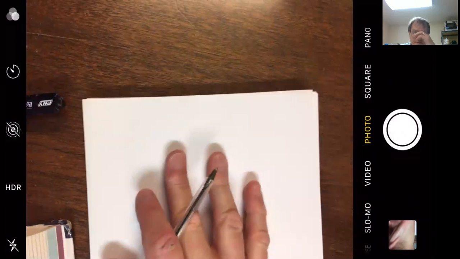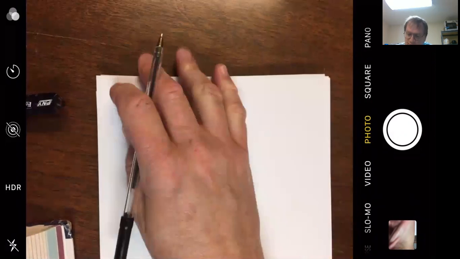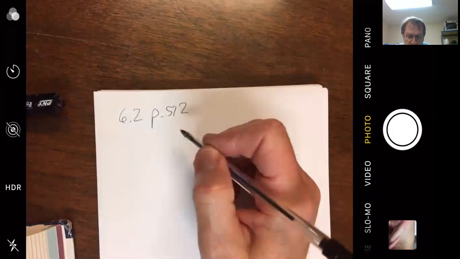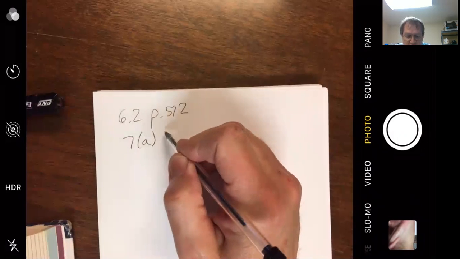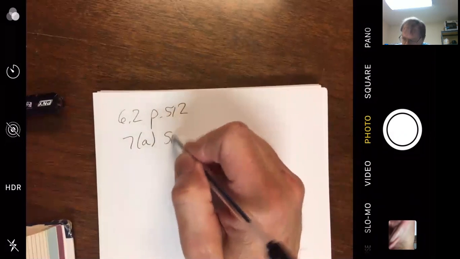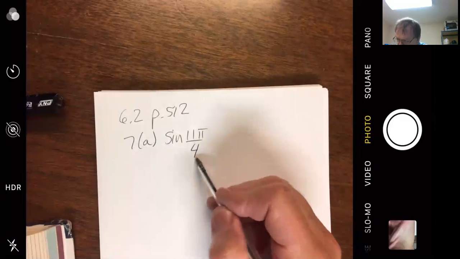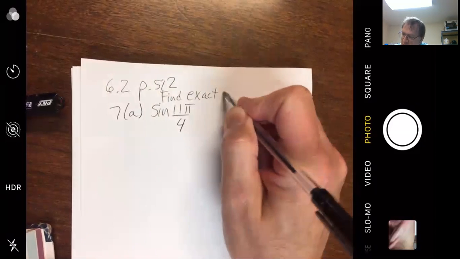Okay, we're going to just work through some problems then. Page 519, I think I did 5A. This is 6.2, page 519. I think I'll just jump to 7A. Find the exact value of sine 11 pi over 4. It's going to be something root 2 over 2 because it's on some sort of pi over 4, but is it positive? Is it negative? That's determined by what quadrant 11 pi over 4 is in.